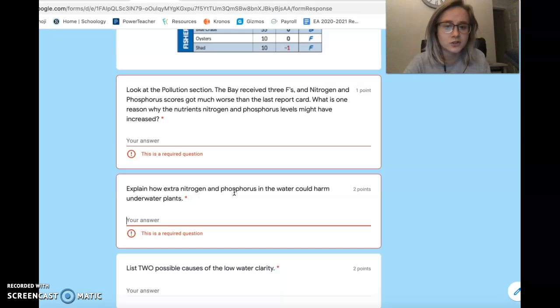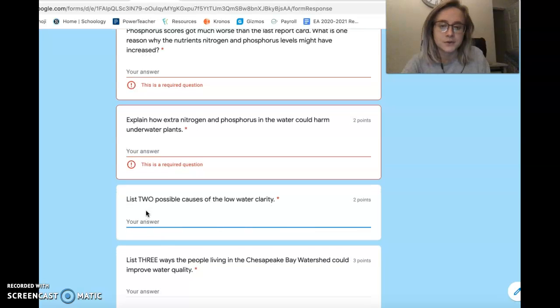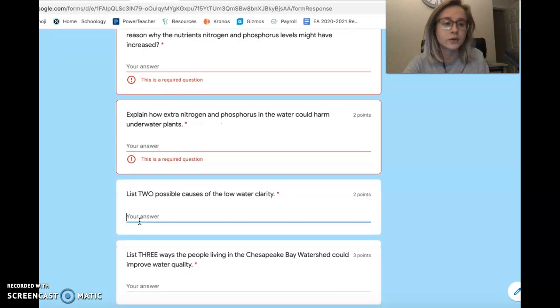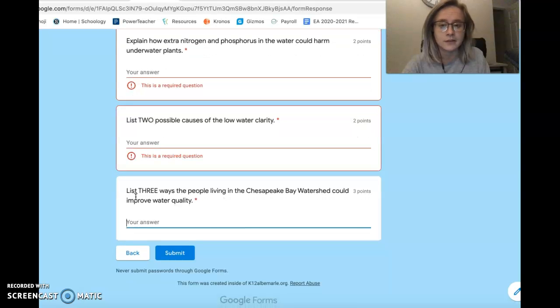Next question. Explain how extra nitrogen and phosphorus in the water could harm underwater plants. Type your answer, or you could record it using Vocaroo. Next question. List 2 possible causes of low water clarity. Why do you think the water is not clear? What could be causing that? Type your answer in here, or you can record it using Vocaroo. And the last question. List 3 ways the people living in the Chesapeake Bay watershed could improve water quality. Type or record your answer here.